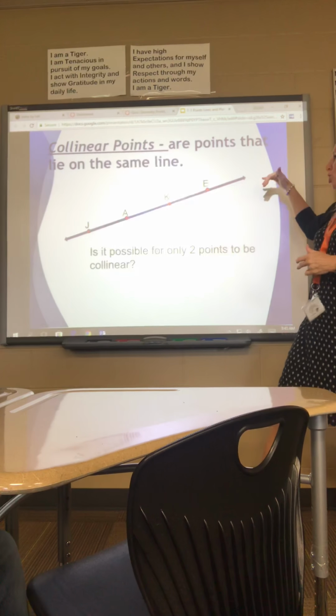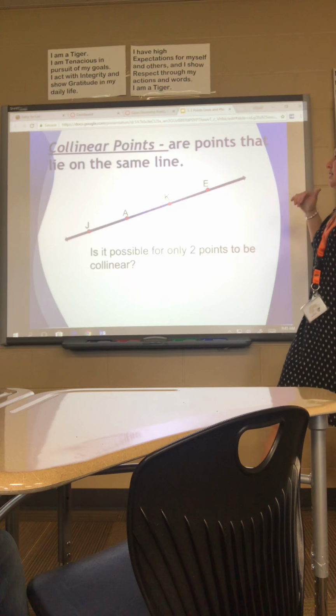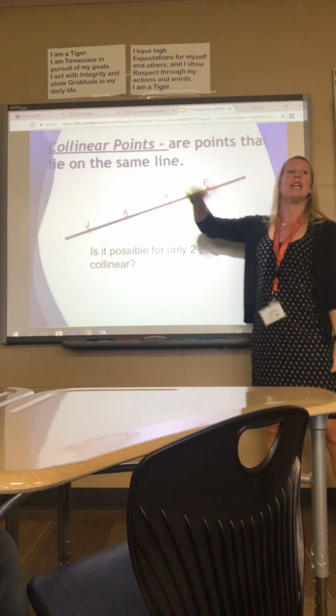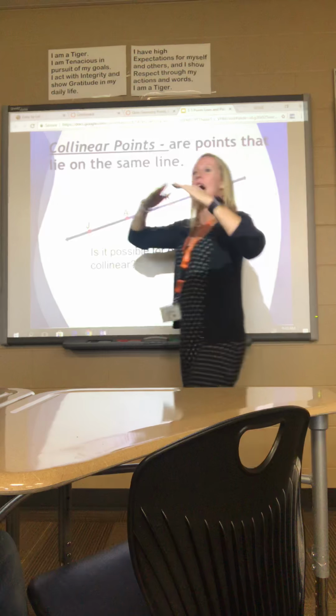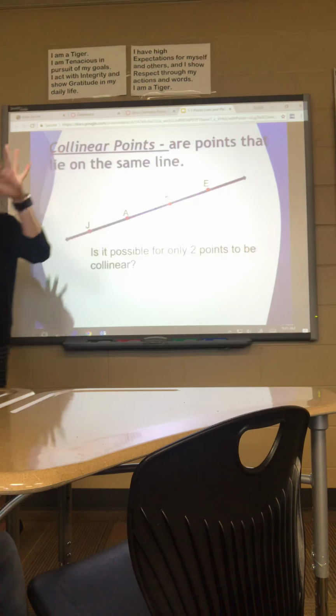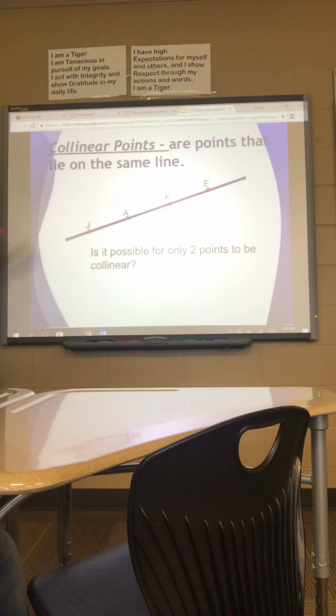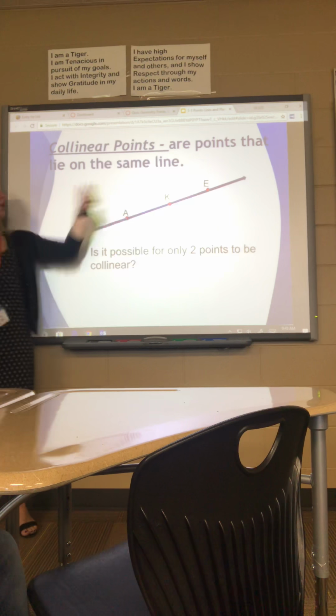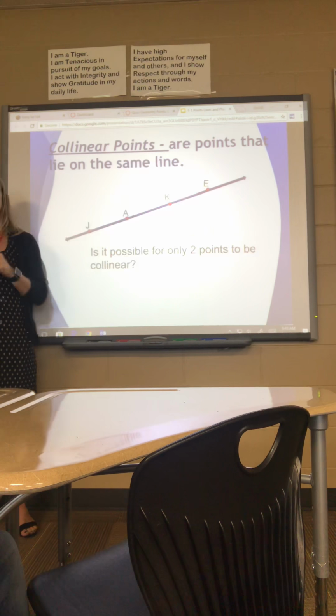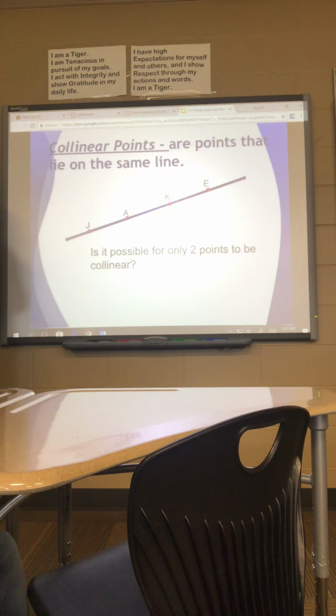Okay, so my son's name is Jake. We also have Jake in here. So collinear points are points that lie on the same line. These are collinear points, points J-A-K-E. Is it possible for only 2 points to be collinear? Yeah, because they're still on the same line.